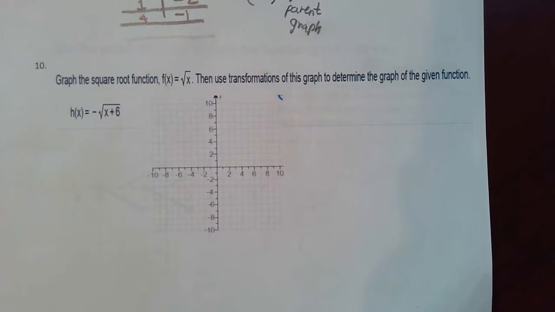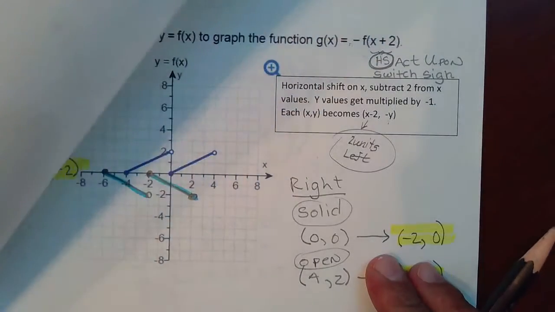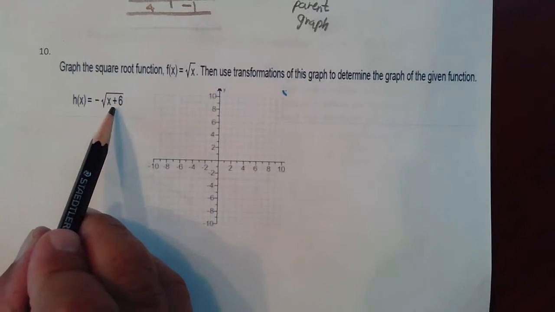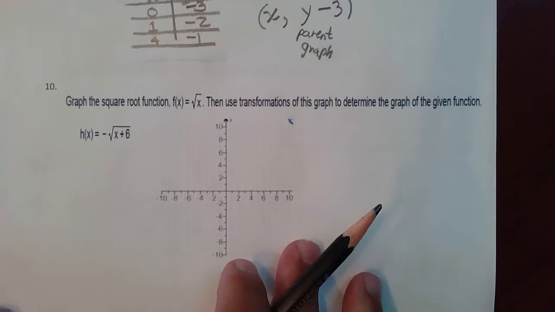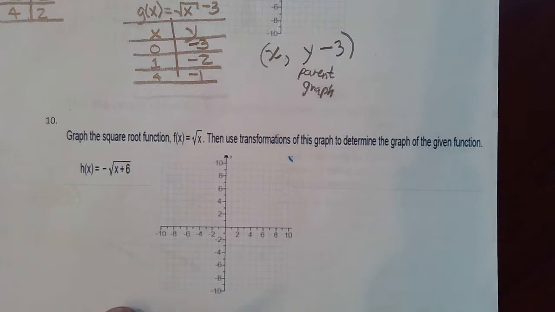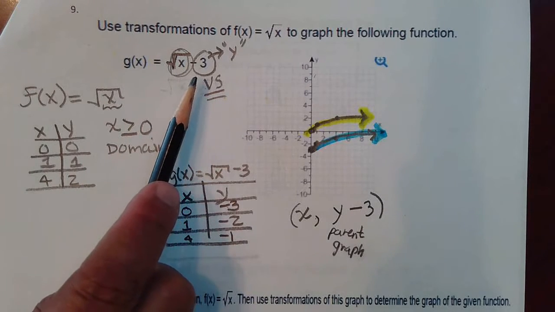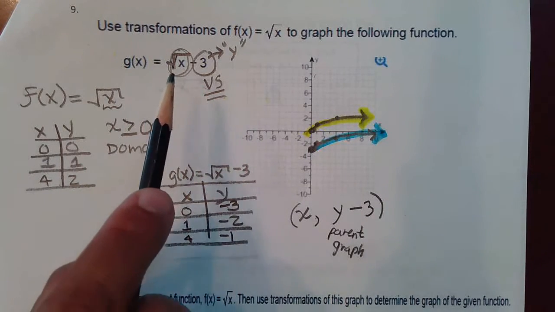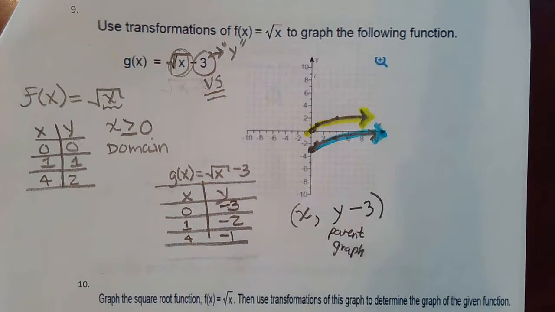Okay, moving to number 10. Now, this one's more of a pain because not only are you adding 6, but you're multiplying by -1. But I want you to see the difference here. If you're really understanding, notice where this number was, not underneath the square root.